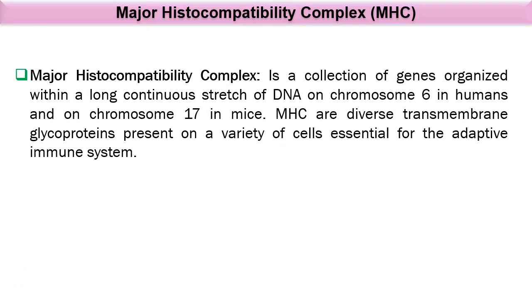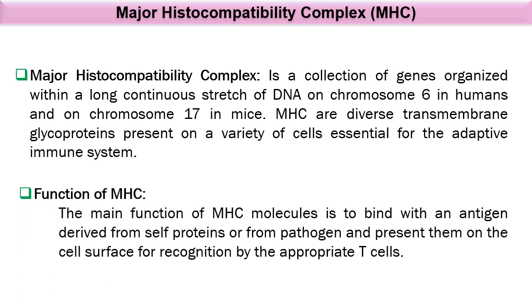Now, what is the major histocompatibility complex? Major histocompatibility molecules are so named because they were first identified as antigens responsible for the acceptance or rejection of tissue grafts upon transplantation. They are the collection of genes present on chromosome number 6 in human and 17 in mice. MHC plays a pivotal role in the adaptive branch of the immune system. They present the peptide antigens derived from cell protein or from pathogen and present them on the surface for recognition by the appropriate T cell.